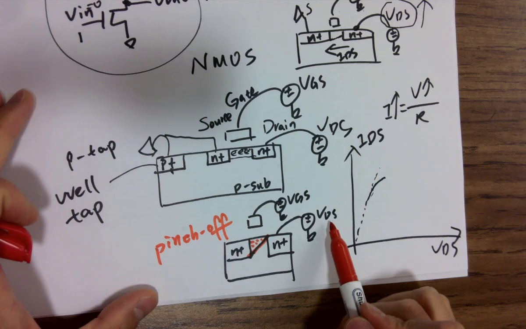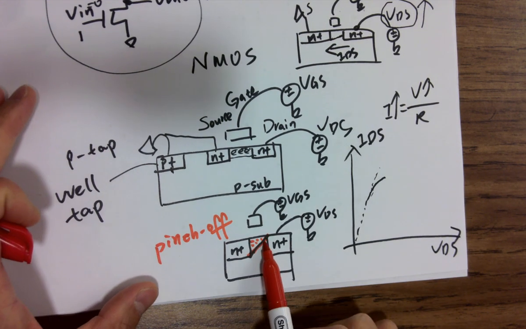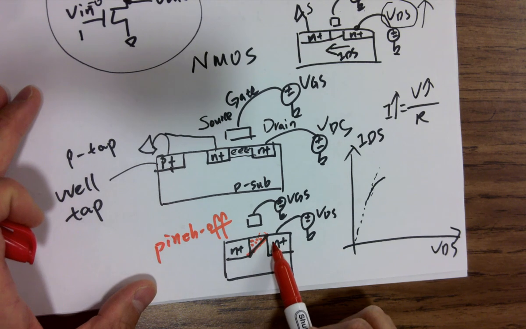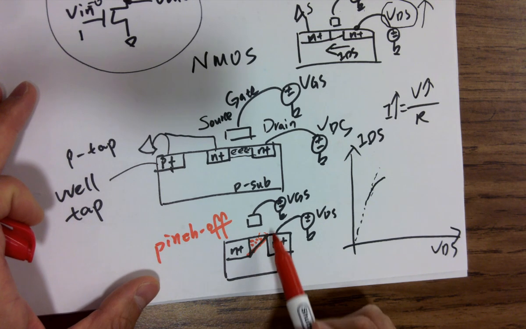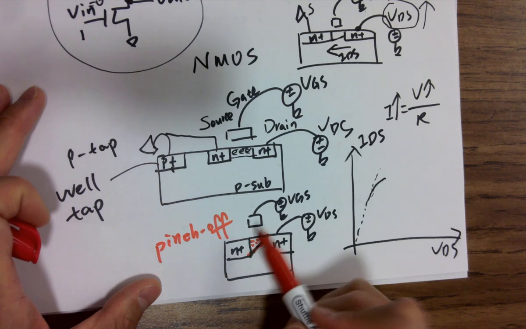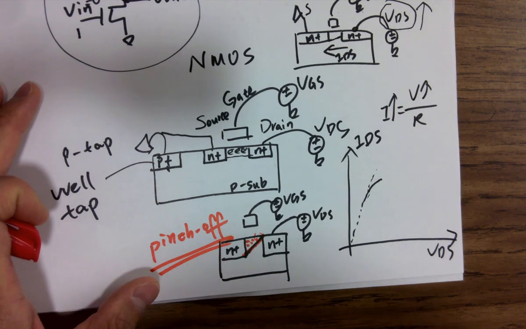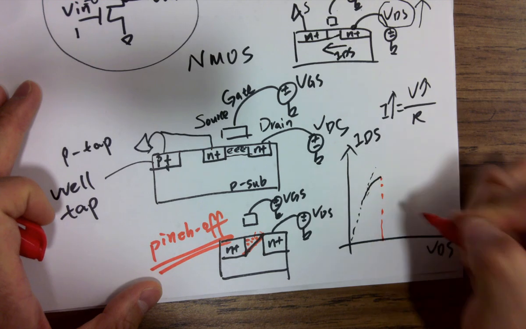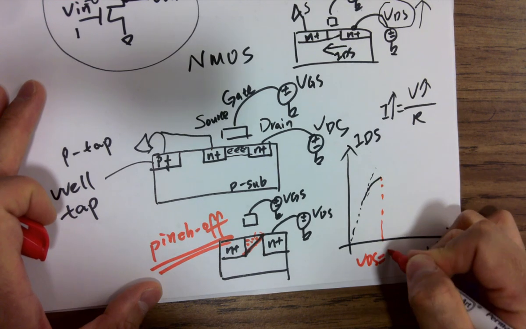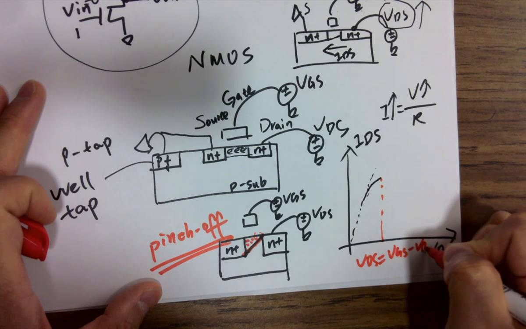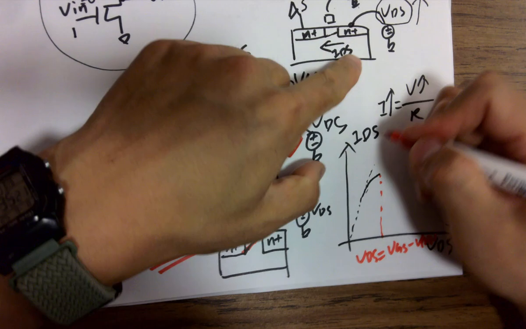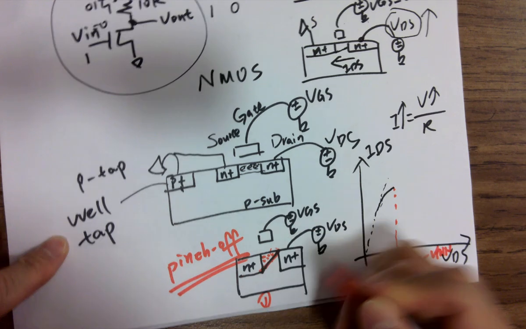And if you keep increasing VDS, you are going to have this line keep moving to the left, and there won't be any contact between the electron channel and this drain terminal. So right before that, this state is called pinch off. The voltage over here at pinch off, VDS equals VGS minus VTHN. VTHN is the threshold voltage of the NMOS transistor. Let me write it down on the paper.